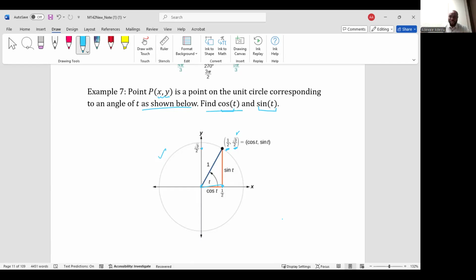So the question is to find cosine of t, sine of t. Remember that our x is the cosine of t and our y is sine of t. So that implies that cosine of t is this x, which is 1/2. And sine of t is this y. So that is root 3 over 2.